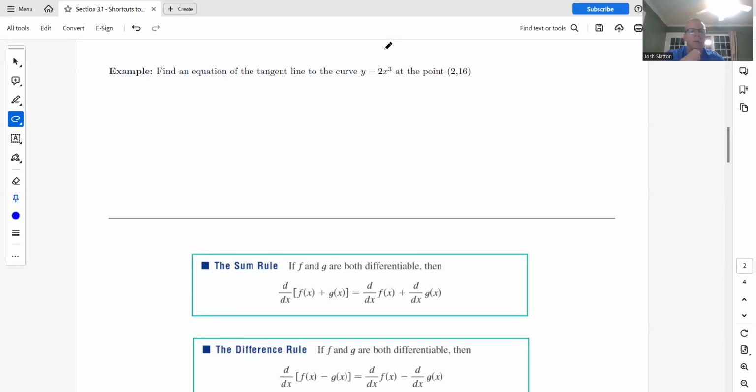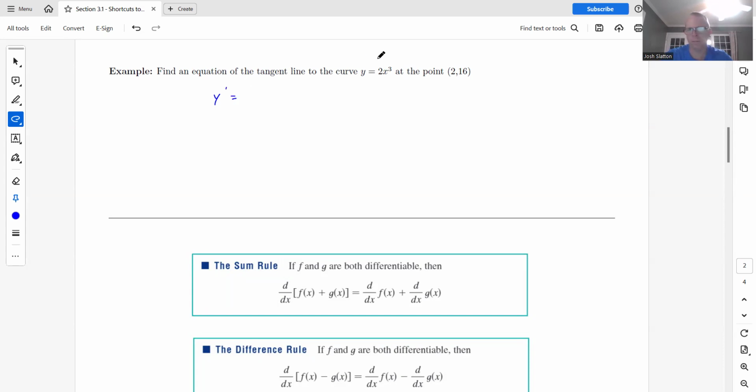All right, so this next example: find an equation of the tangent line to the curve y equals 2x cubed at the point (2, 16). We've kind of done these before, but we'll use the power rule that we looked at in the last video. And so the derivative of 2x cubed.